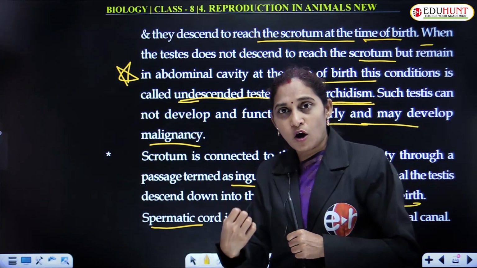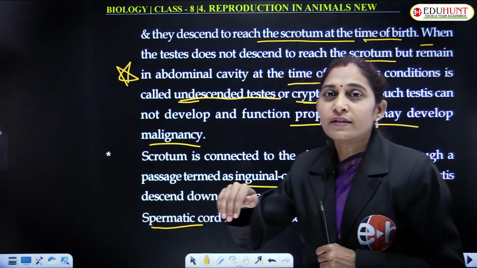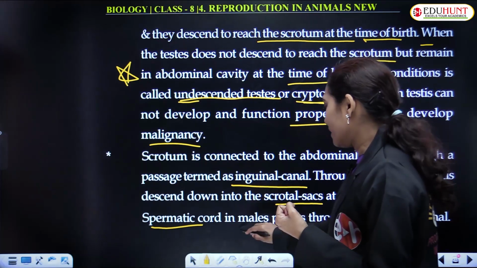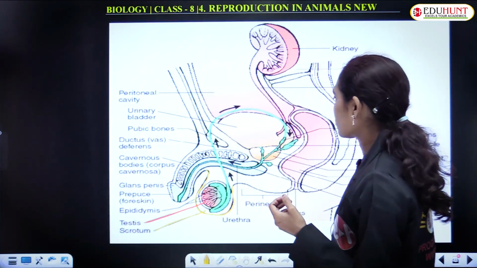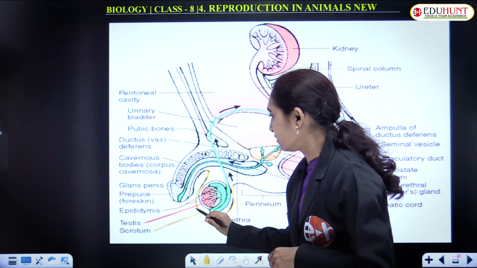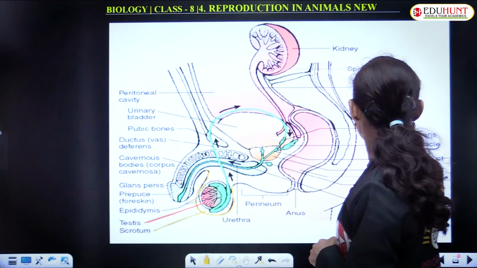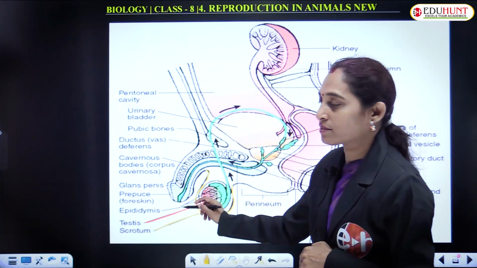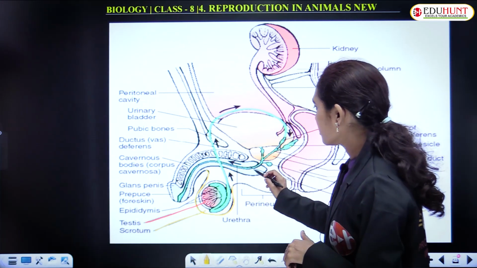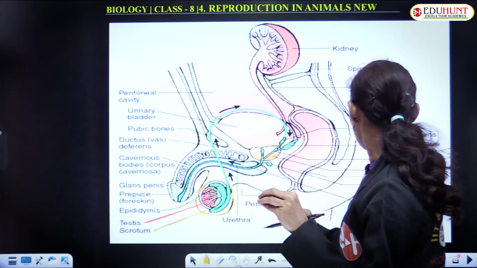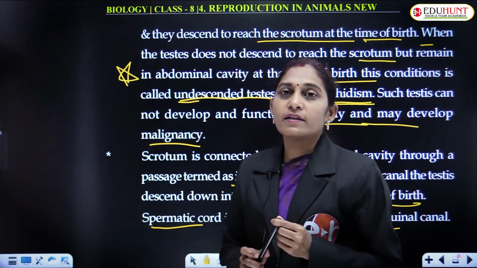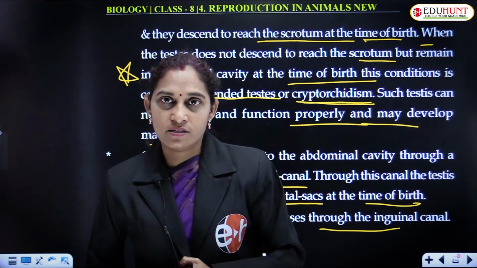The testis descends from the abdominal cavity into the scrotal sac through the inguinal canal only. And the spermatic cord in males passes through the inguinal canal. This is the actual male reproductive structure, where we have the scrotal sac, testis, and seminal vesicles through which the semen passes. This is the pore through which semen is ejected. Yes, the spermatic cord is there, through which the sperm moves. This is regarding the male reproductive unit, that is, the testis.